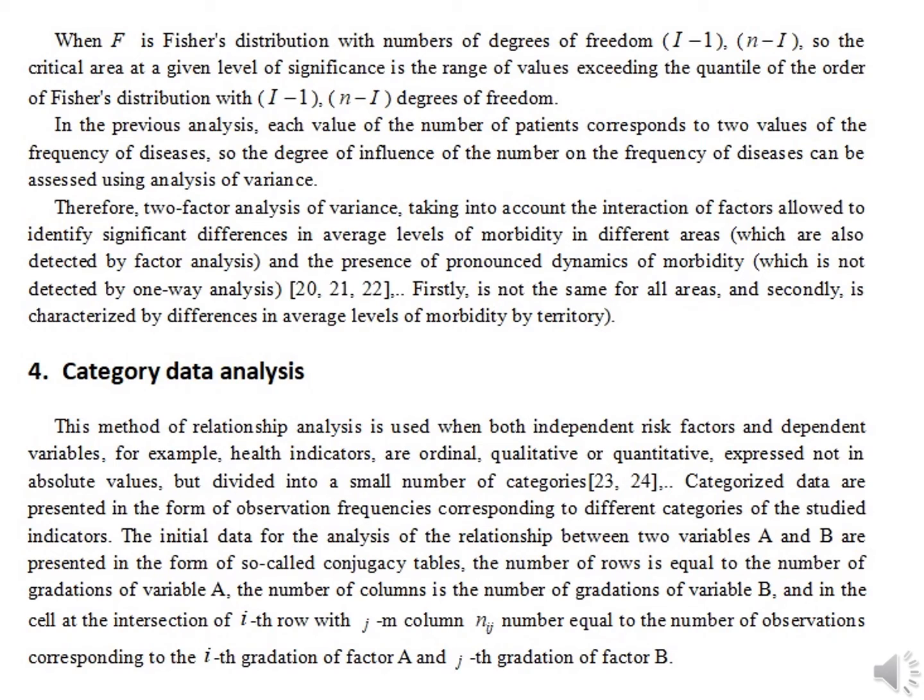This method of relationship analysis is used when both independent risk factors and dependent variables, for example, health indicators, are ordinal, qualitative, or quantitative, expressed not in absolute values but divided into a small number of categories. Categorized data are presented in the form of observation frequencies corresponding to different categories of the studied indicators. The initial data for the analysis of the relationship between two variables A and B are presented in the form of so-called contingency tables.